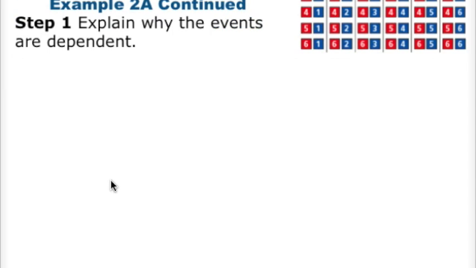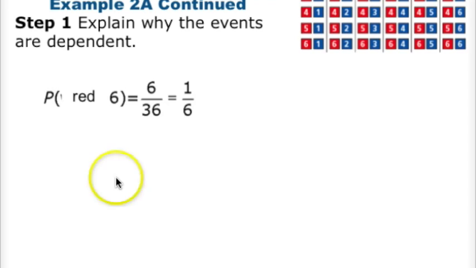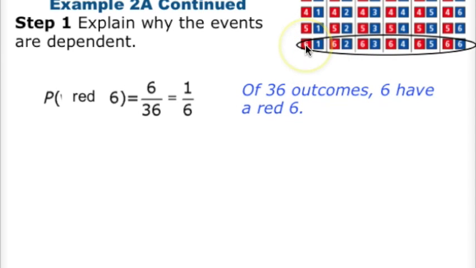Let's see, what is the probability that the red cube is a 6? Well, the probability that the red is a 6 is down here. We can see that there are 6 outcomes that have a red 6 in them. Each one of these, a 6 and a 1, or 6 and a 2, a 6 and a 3, and so the probability of a red 6 reduces to 1 out of 6.